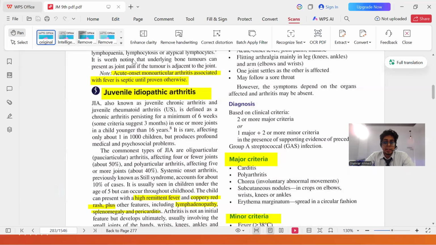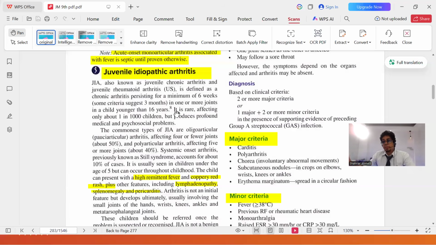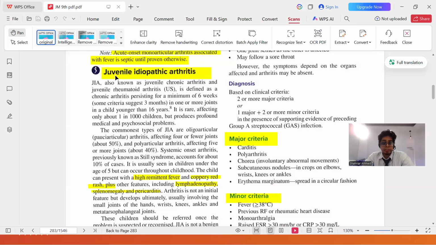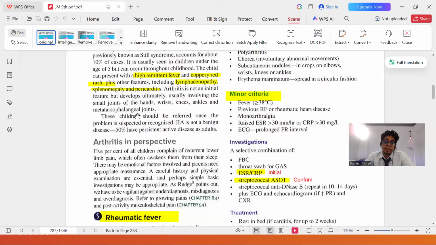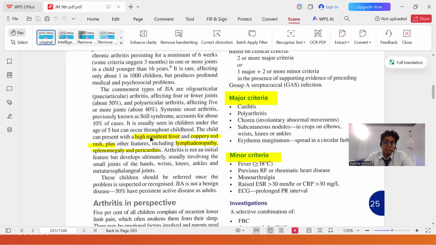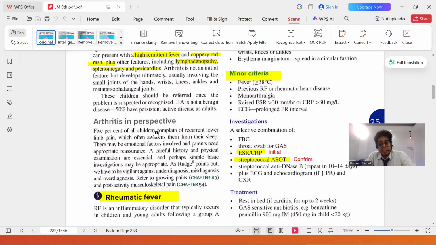Another term we want to highlight: when children develop arthritis, is it only viral arthritis or, by any chance, juvenile idiopathic arthritis? You see high intermittent fever and rash. There are a few more points particular to juvenile idiopathic arthritis, so you have to be careful.